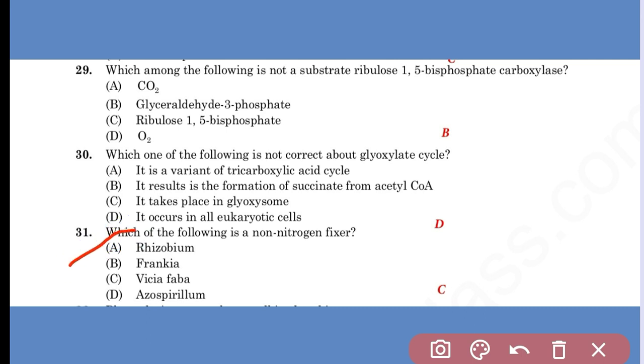In nitrogen fixation, bacteria colonize plant cells within the root nodules, where they convert atmospheric nitrogen into ammonia using the enzyme nitrogenase. Option B, that is Frankia. Frankia fixes atmospheric nitrogen in a symbiotic association with non-legume actinorhizal plants, for example Alnus, or it fixes nitrogen in free living states.